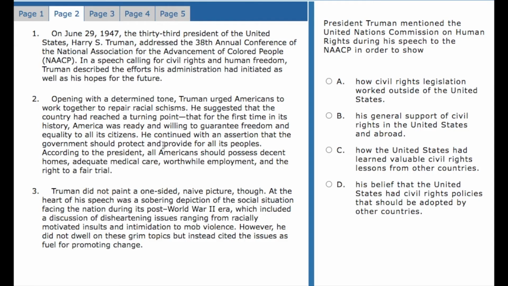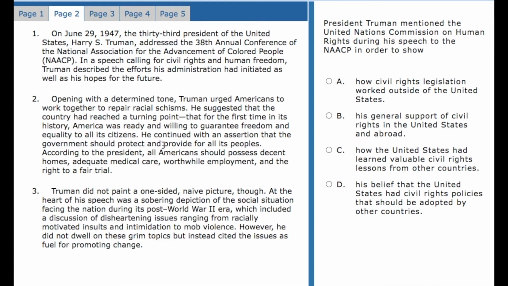So it says, on June 29th, 1947, the 33rd President of the United States, Harry S. Truman, addressed the 38th Annual Conference of the National Association for the Advancement of Colored People. In a speech calling for civil rights and human freedom, Truman described the efforts his administration had initiated as well as his hopes for the future.